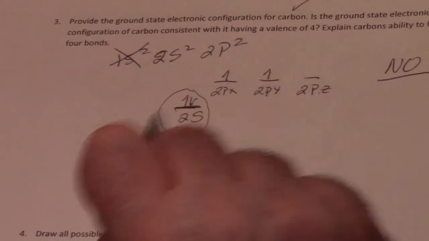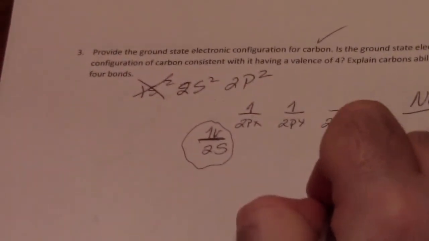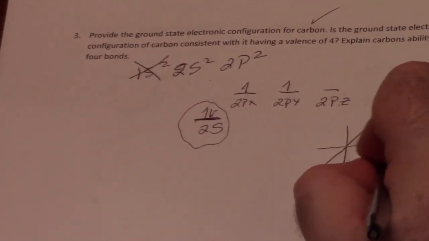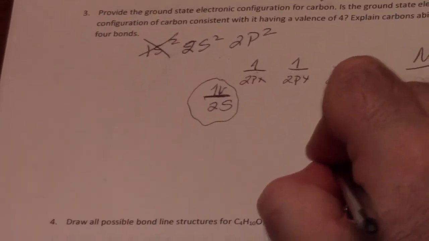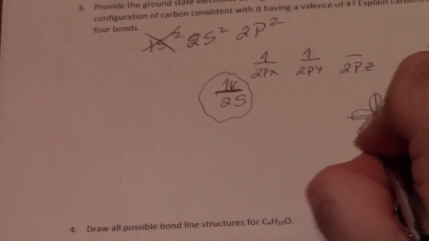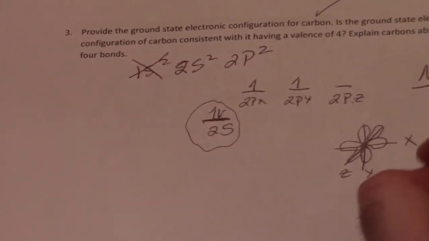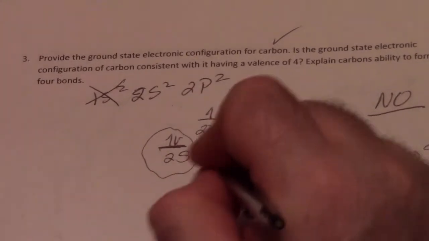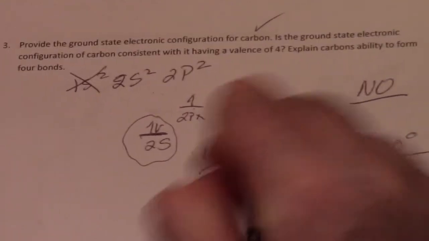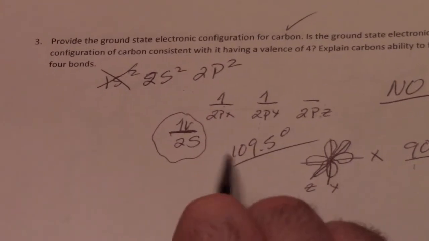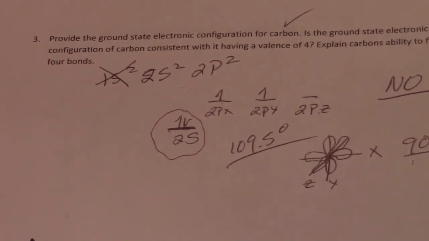And in fact, if it did do what I just described, we'd actually have bonds that are 90 degrees to one another. So if this is X, Y, and Z, the PX, the PY, and the PZ orbitals all lie on the Cartesian coordinates, and they're 90 degrees with respect to one another. And we know that the bond angles in an sp3 hybridized carbon are 109.5 degrees, not 90 degrees. And so this doesn't account for the bond angle that we see in a typical carbon atom.